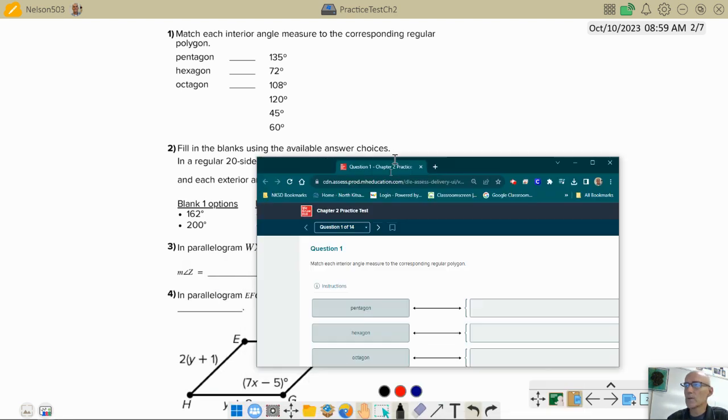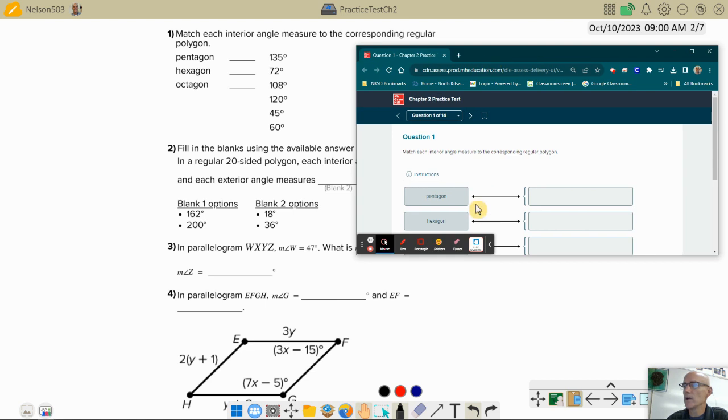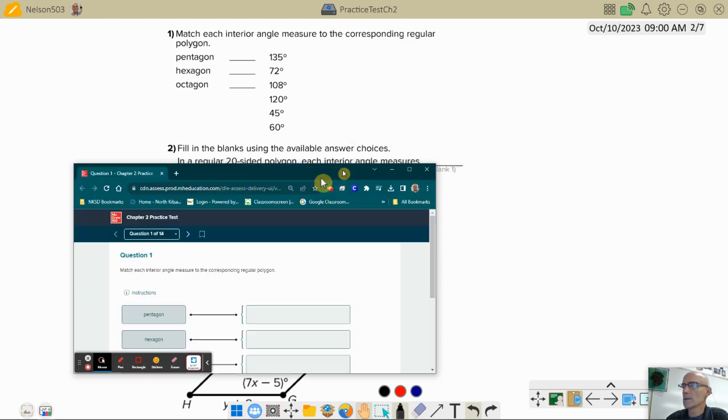Like, look, here's the practice test problem right here. It's a drag and drop problem. Here's the problem over here, what's like a fill in the blank. So on the test, there aren't going to be options over here. You're just going to fill in the blank. So hopefully that all makes sense.